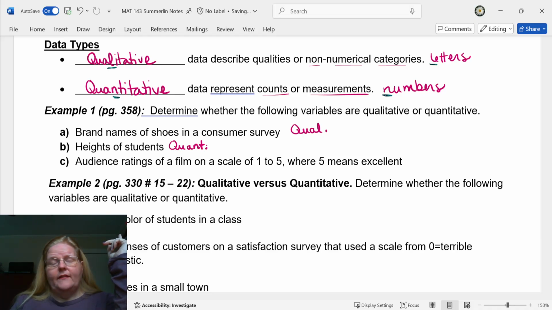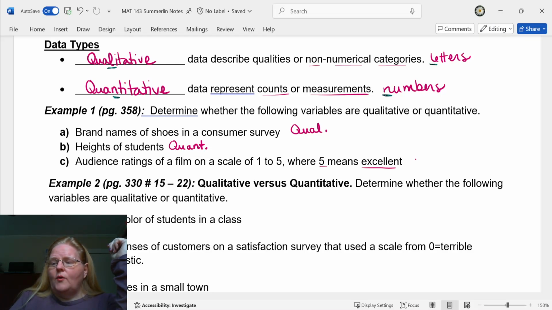This one's the one that might get you. On a scale of 1 to 5, where 5 means excellent. This one has letters and numbers because 5 means excellent. It's got the 5, so that's the numbers, and it's got the excellent, so that's the letters. So when we have non-numerical categories, that's what this is talking about. A scale, category, puts it into a scale. You're going to categorize it by putting it on a scale.